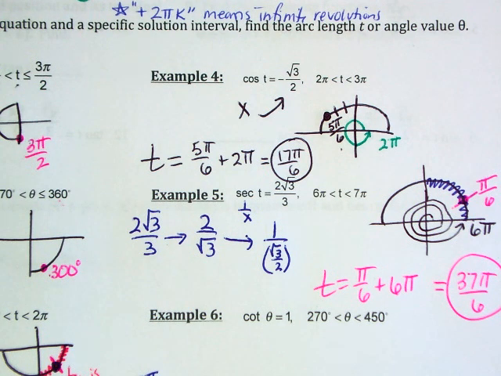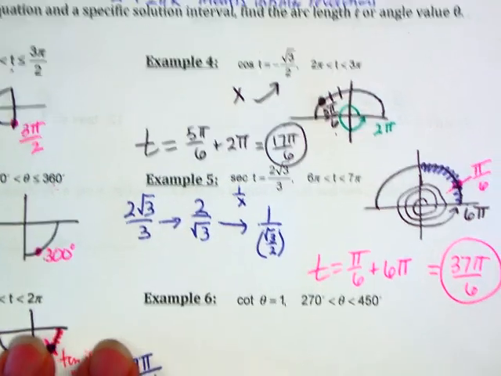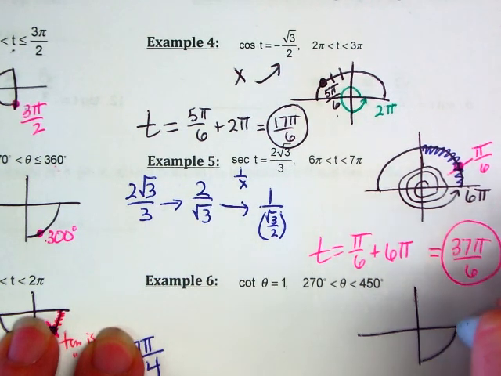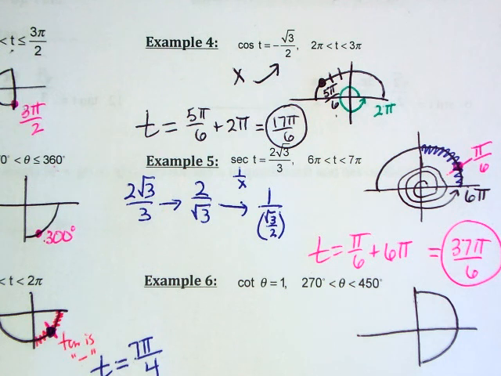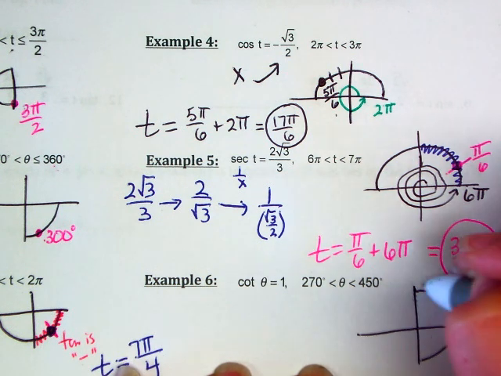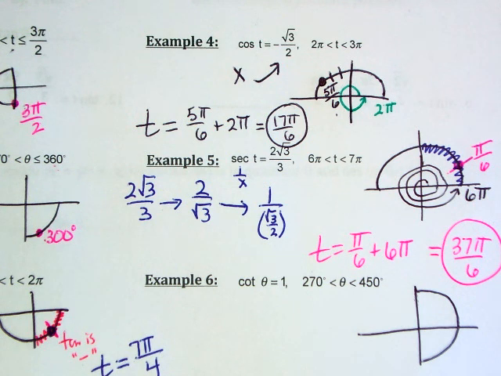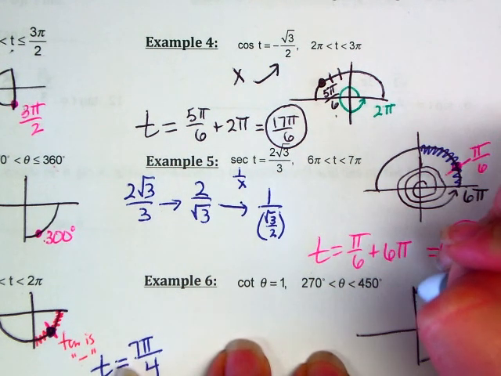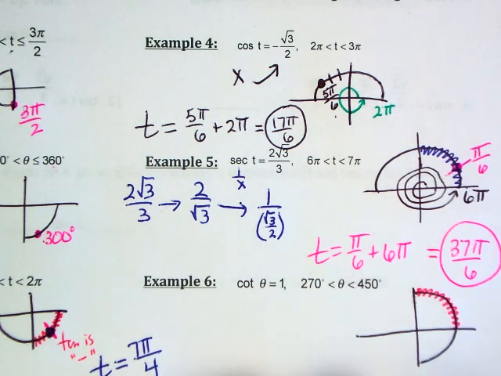The last problem is 270 to 450. 270 to 450 is somewhere in either of these two curves. But remember, this piece in quadrant 4 is still the first revolution of the unit circle. The piece up top is going to be a secondary portion of the next unit circle revolution. Since cotangent is positive, we know that this has to exist in quadrant 1.